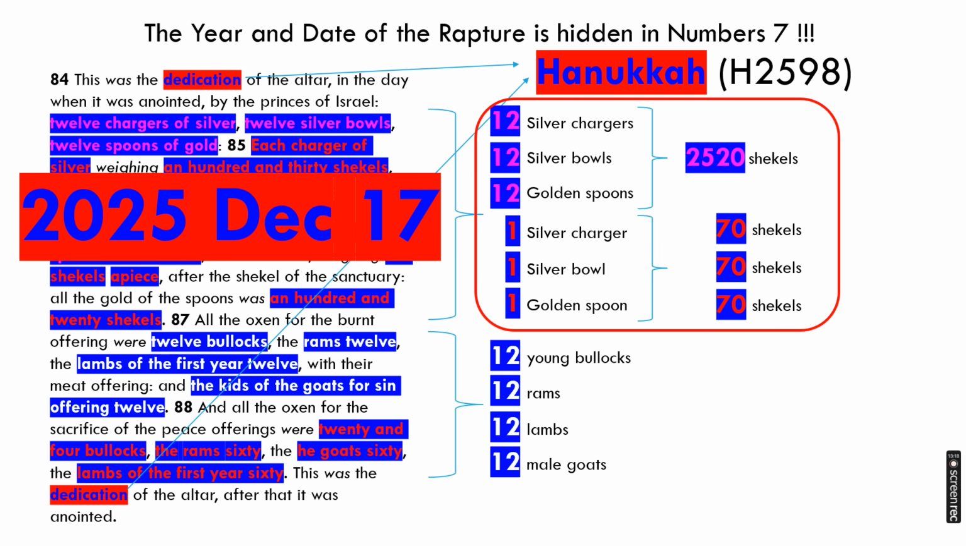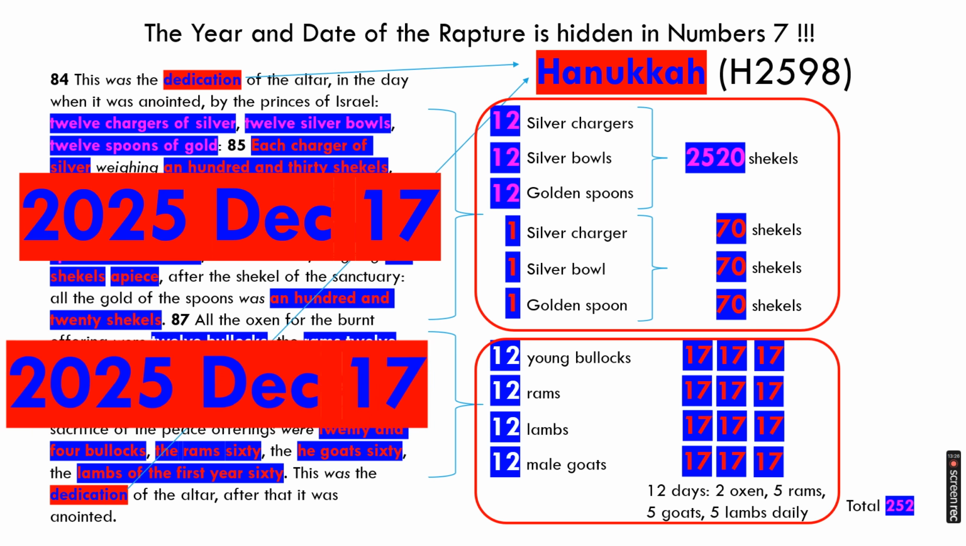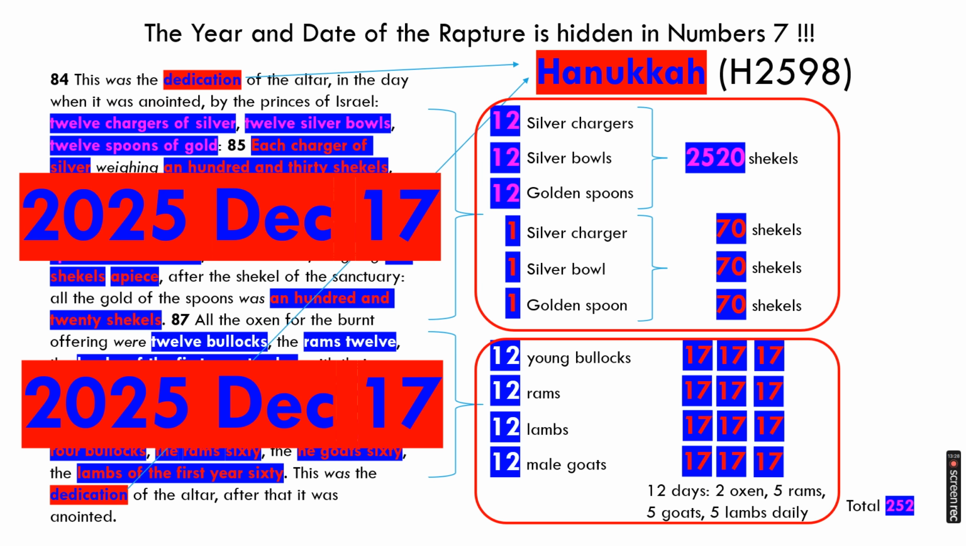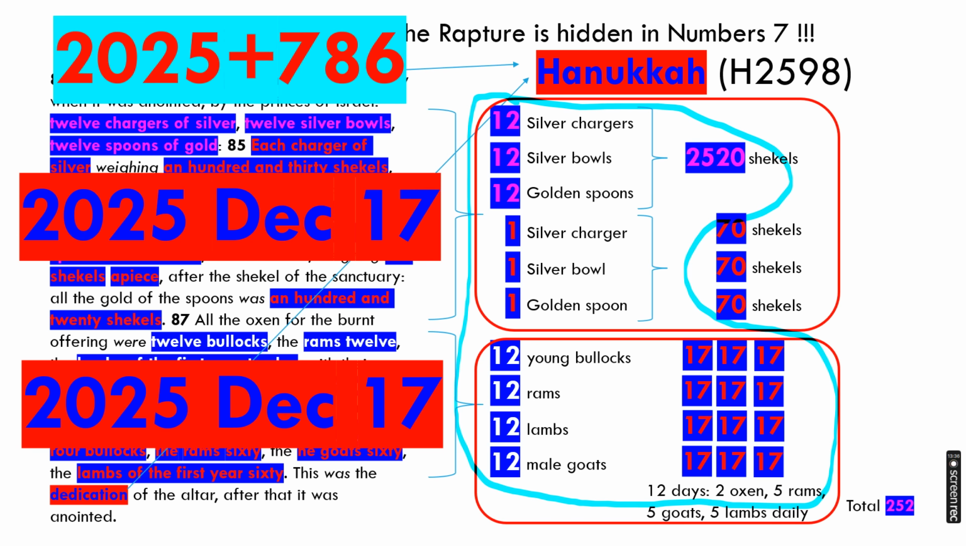The second part of the summary describes the animal sacrifices. This was covered in the previous slide. Interestingly, if we exclude 70 plus 70 plus 70 shekels, the combined utensil and animal total is 2025 plus 786, the current Gregorian and Hebrew year.